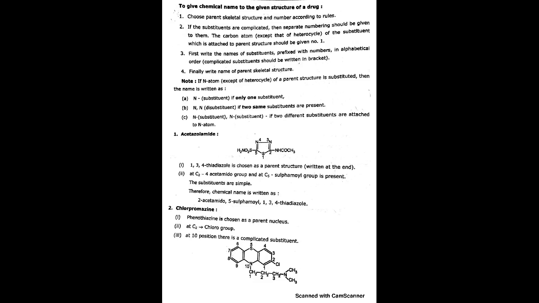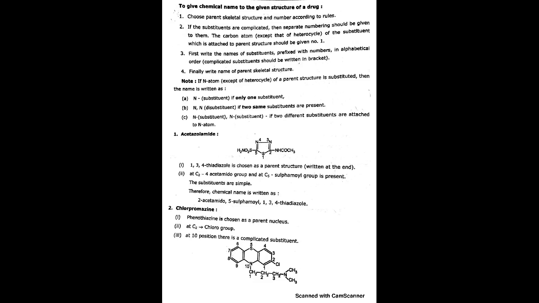Important thing to remember, if a nitrogen, except the heterocycle of a parent structure, is substituted, then the name is always written as N-substituent if only one substituent, N,N if 2 same substituents are present, and N,N' if 2 different substituents are attached to the nitrogen atom. Let's see the example of the first drug, that is acetazolamide. The parent structure is 1,3,4-thiadiazole.